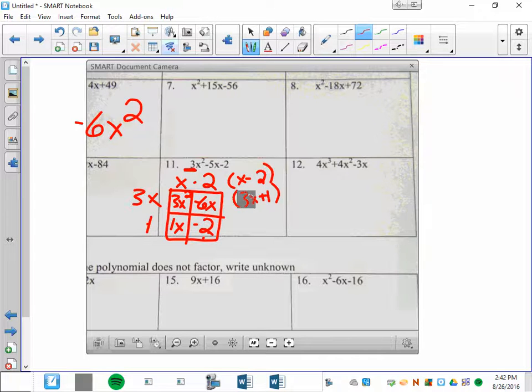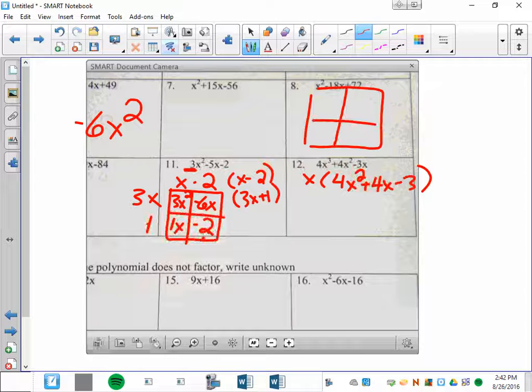Okay? So the last one, can I pull anything out? An x. I can pull out an x, 4x squared plus 4x minus 3. And now I draw the box, 4x squared and negative 3. Do I need to multiply those together? Yes. Whenever there's a leading coefficient, you have to multiply the first and last. So that's negative 12x squared.